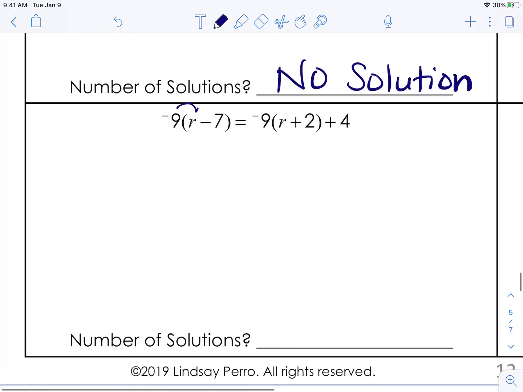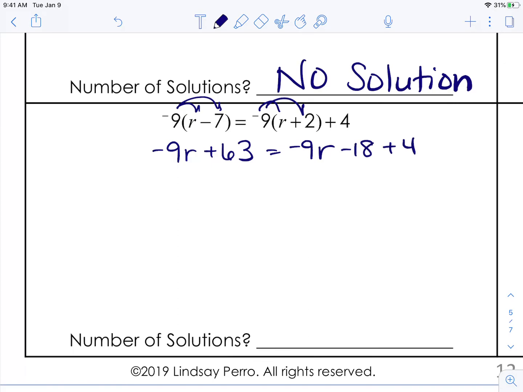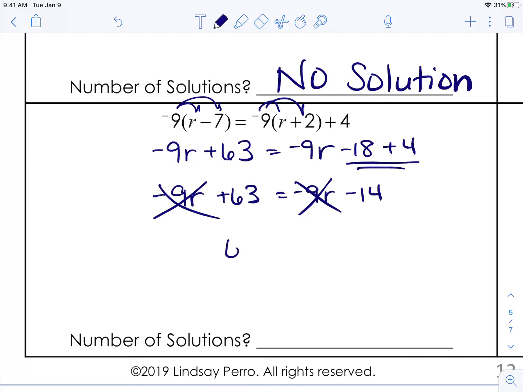Coming down here, let's distribute. We have to distribute on both sides. Negative 9r plus 63 is equal to negative 9r minus 18 plus 4. I need to combine right here. Negative 9r plus 63 equals negative 9r minus 14. My variables are the same, so I'm going to cross them out. 63 equals negative 14 is what I'm left with. That is not true, so there are no solutions. And that means there is not a single number that can be substituted in this equation for r that will make a true statement.